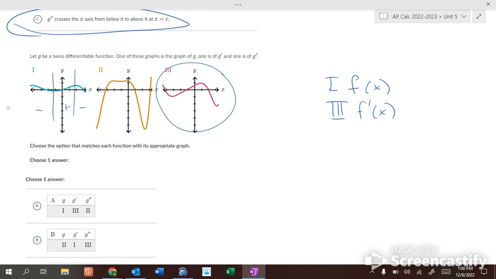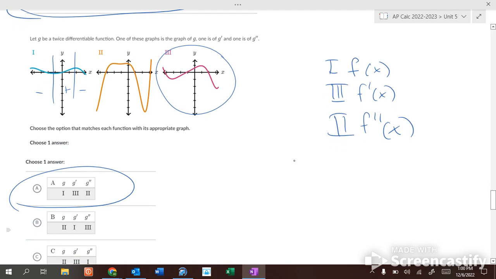Then, is it concave up till +1? Yep. And then it's concave down from 1 to 3. Yeah, it looks like it. So it looks like it's in that order: 1, 3, 2, which is choice A, which was the right answer. Okay?